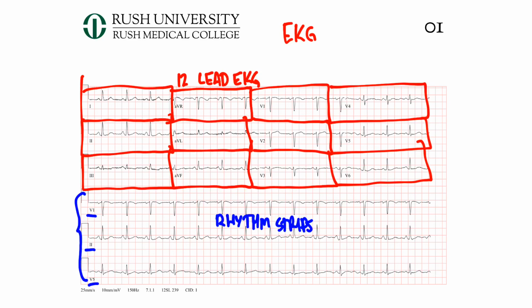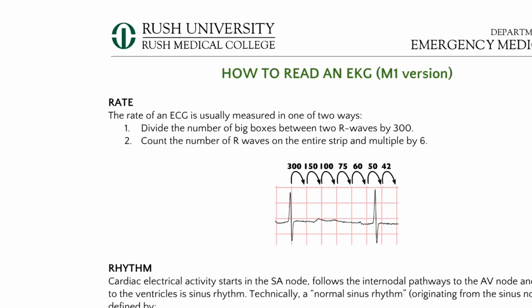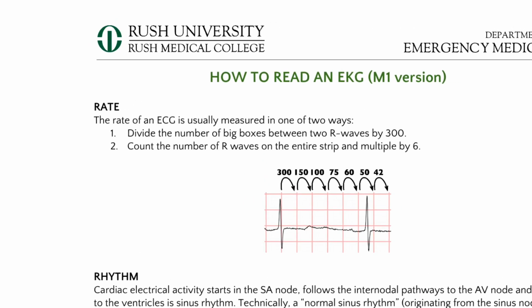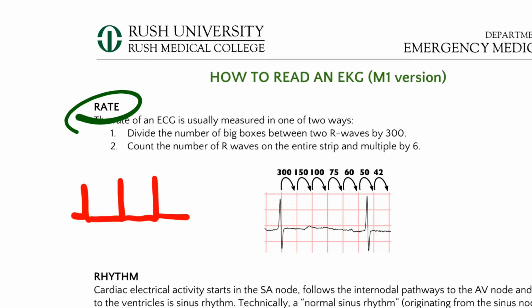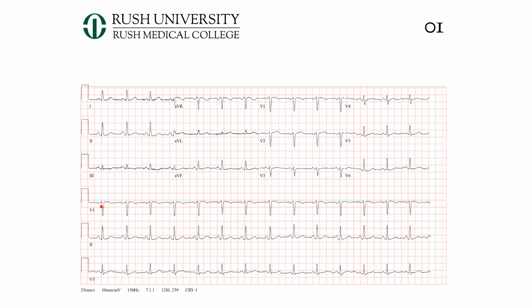So, let's begin. The first thing that we're going to look at is the rate. What the rate means is how fast the heart is beating. And if you'll remember the picture that we had for an EKG, we had a bunch of waveforms like this, and each one of those represents a beat. So you can see here, this is one heartbeat, that's another one, that's another one. Each one of those represents a beat, and you want to know how fast the heart is going.